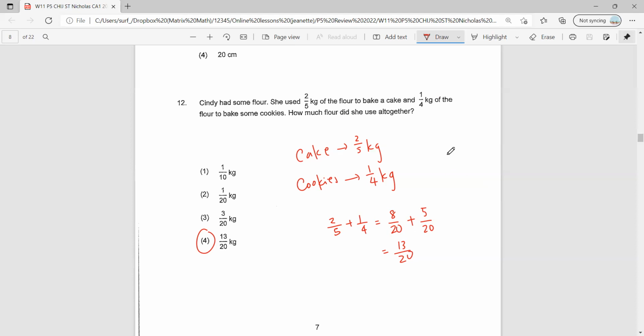Okay, Karen done? 5/20 can simplify. No, I change it. Okay, you know why I changed to over 20? You simplify, then you get back 1/4 again. The reason why I make it over 20 is because I want to add them up. The denominator not the same, I cannot add. Right?